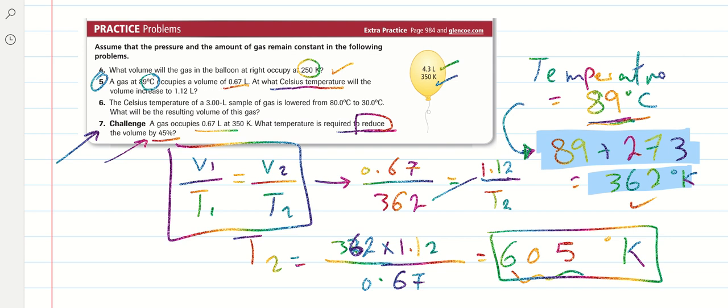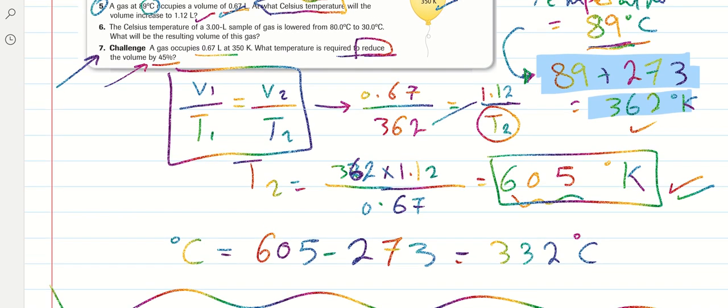I have T1, I have V1, and I have V2. I want T2, very easily. When I get the answer, it will be in Kelvin. Of course, it will be in Kelvin, but the question is asking for Celsius. So what I have to do is, after you get the answer in Kelvin, you subtract 273.